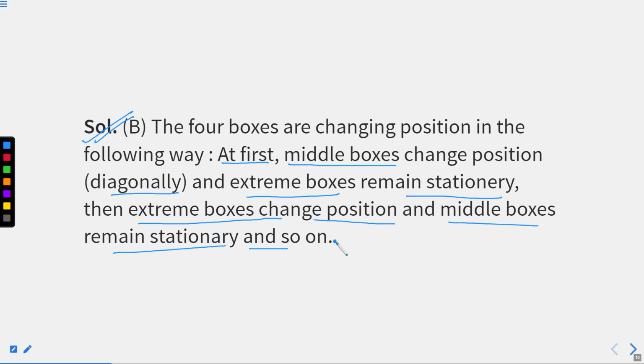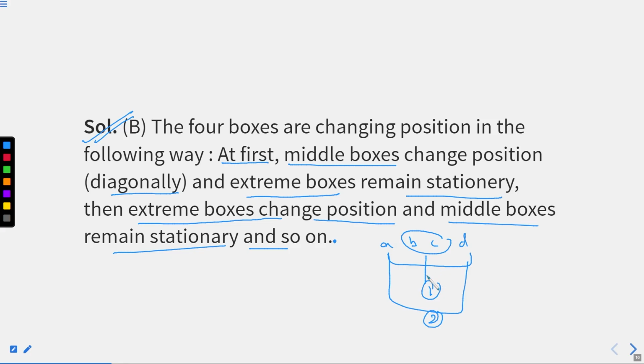I hope this part is clear, because we have marked them A, B, C, D. These are the middle ones and these are the extreme ones. First, they will change their position. Second, they will change their position. I hope this part is clear. What we are doing is changing the position of their diagonals alternatively, right? I hope this part is also clear. This question is clear as well, right?